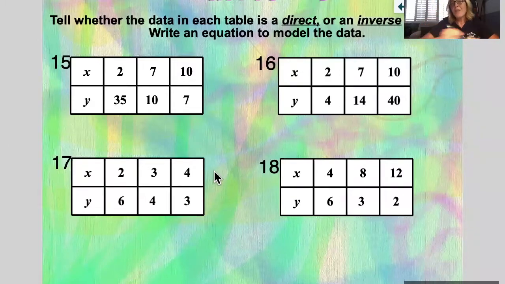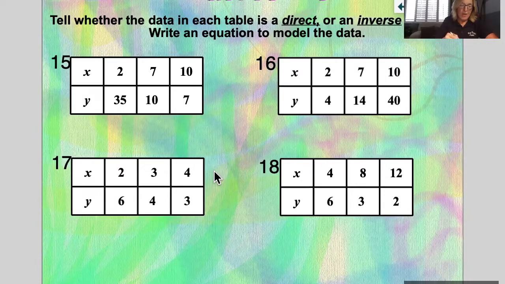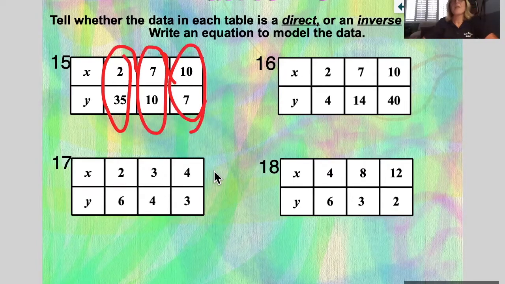So we can also look at a table of values and determine whether or not they represent an inverse variation or a direct variation. So on this first problem, we have a product of 70. If you multiply x and y, another product of 70, and another product of 70. So that would be an inverse variation. In this case, if you multiply, we do not get the same product, right?